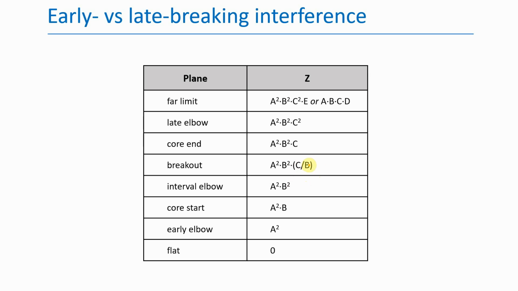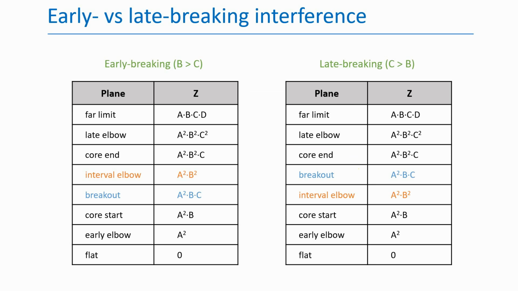In that case, breakout would actually be located before the interval elbow. To get a better feel for this, we can re-express the breakout distance as a squared times b times c. This shows more clearly that breakout is always a factor c after the core start and always a factor b before the core end. But where breakout lies in relation to the interval elbow depends on whether b or c is larger.